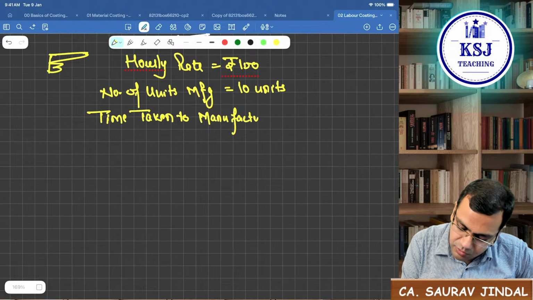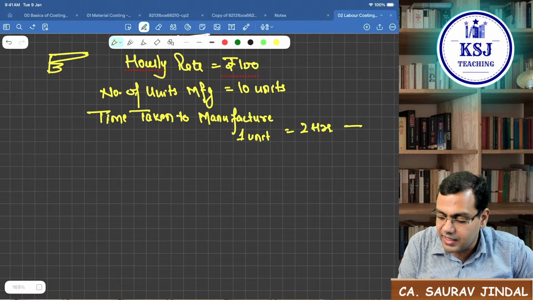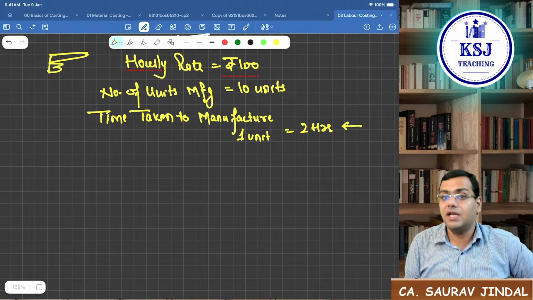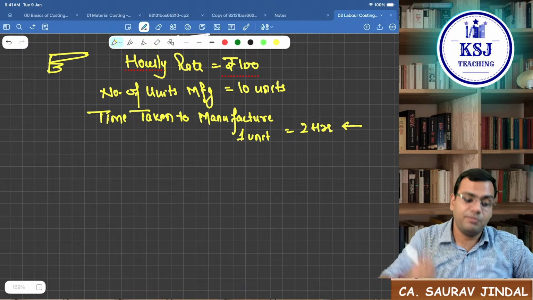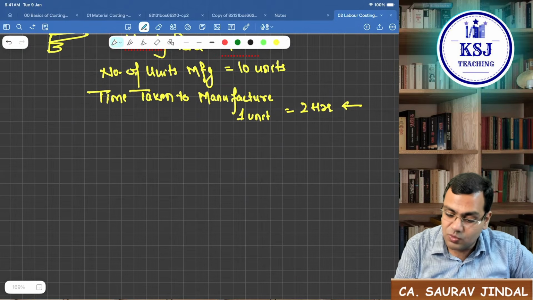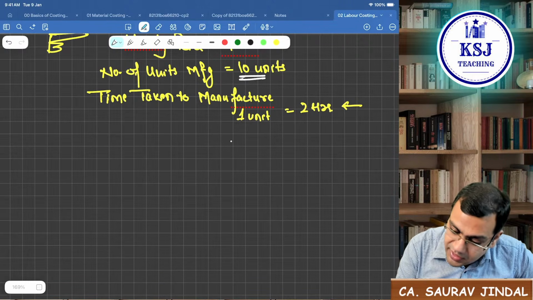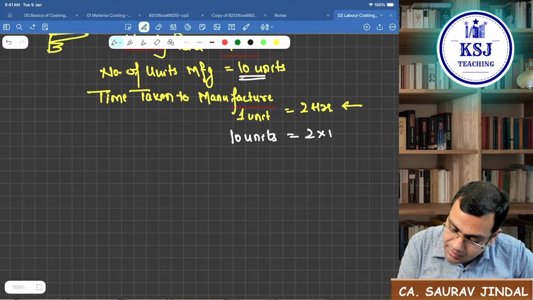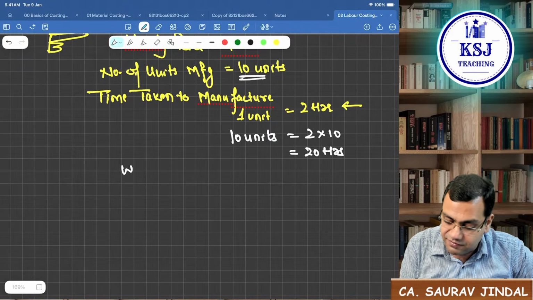Time taken to manufacture 1 unit is 2 hours. This is the additional information that they will give. Now we can calculate the wages on the basis of piece. If for 1 unit it is 2 hours, what is the number of units that you are manufacturing? You are manufacturing 10 units, sir. So for 10 units, what will be the total time? 20 hours. And what will be the wages now?